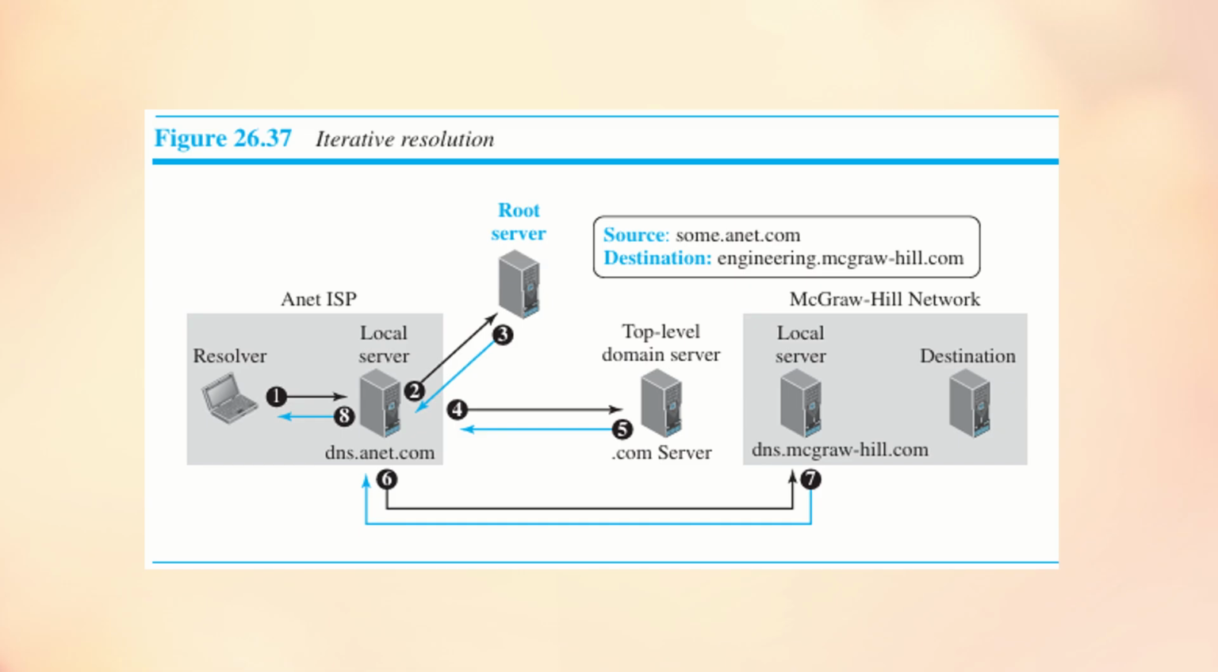But here we have to note that the messages shown by events 2, 4 and 6 contain the same query. But the message shown by event 3 contains the IP address of the top level domain server. The message shown by event 5 contains the IP address of the McGraw-Hill local DNS server, and the message shown by event 7 contains the IP address of the destination. So at the end, when the ANET local DNS server receives the IP address of the destination, it sends it to the resolver by ending event 8.